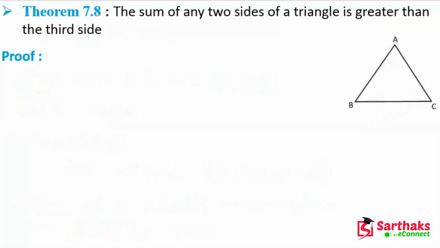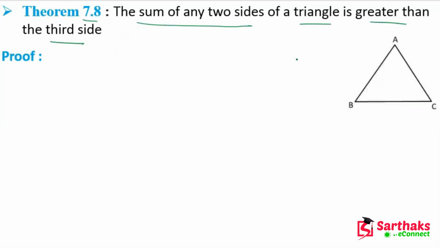Now let's come to theorem 7.8. This theorem states that the sum of any two sides of a triangle is greater than the third side. This is also a property of a triangle, and we have to prove this theorem.